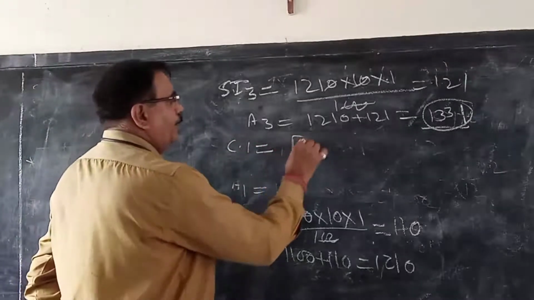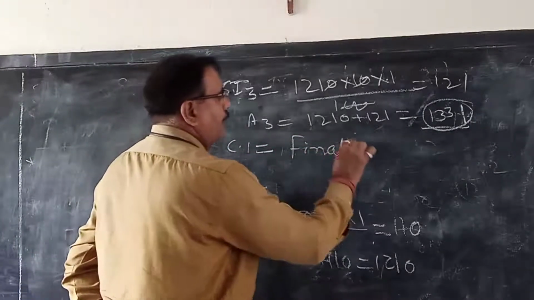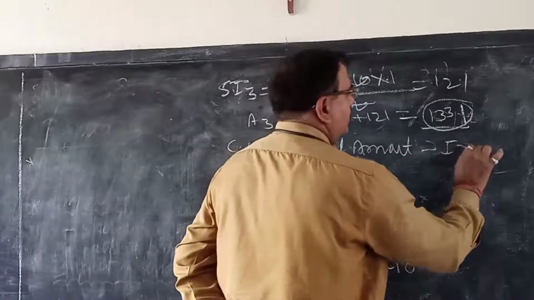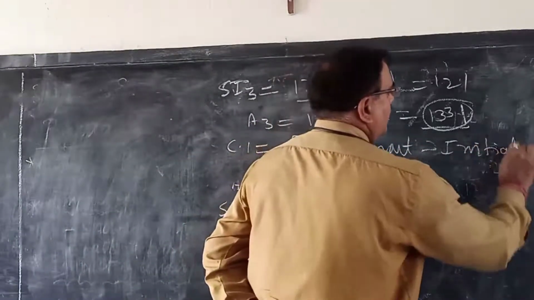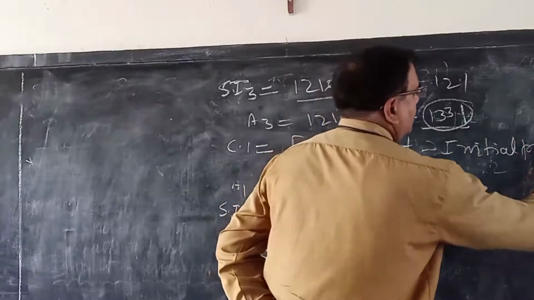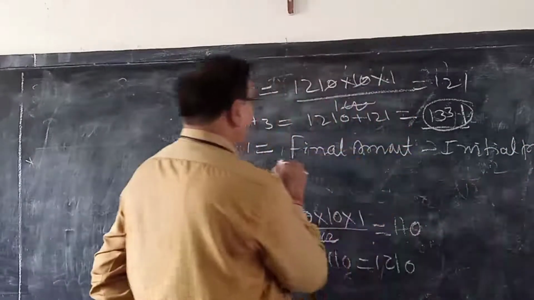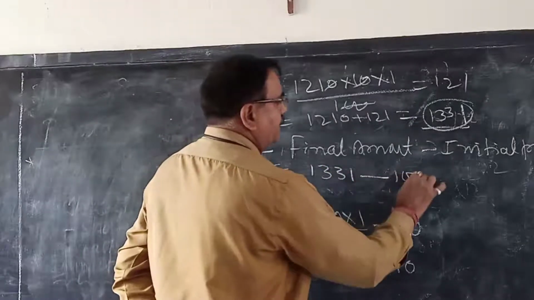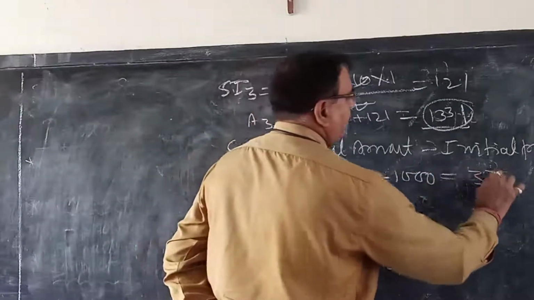either we write final amount minus initial principal. So final amount is 1331. Initial principal is ₹1000. So 331.